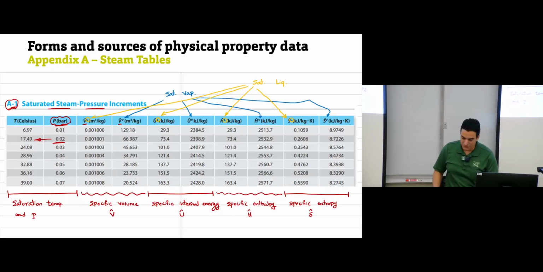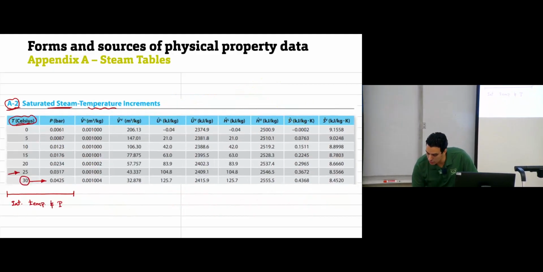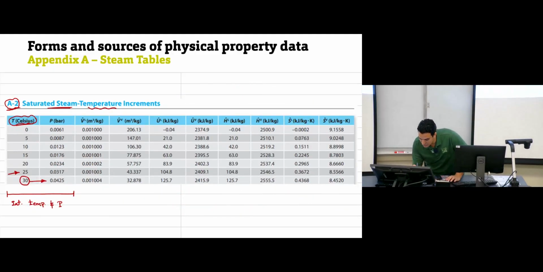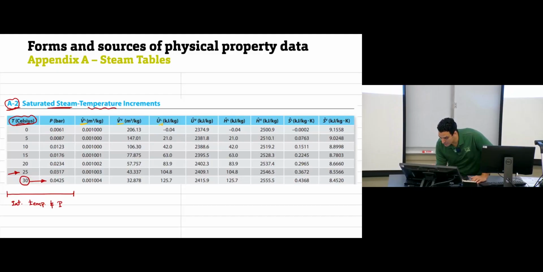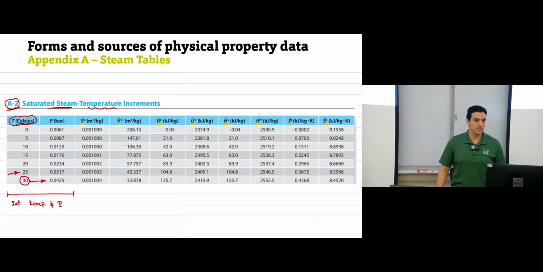Clear? And similarly for A2, you will see the same thing. This is specific volume for saturated liquid, specific volume for saturated vapor, specific internal energy for saturated liquid and vapor, specific enthalpy for saturated liquid and vapor, entropy for liquid and vapor. Clear? Any questions so far?